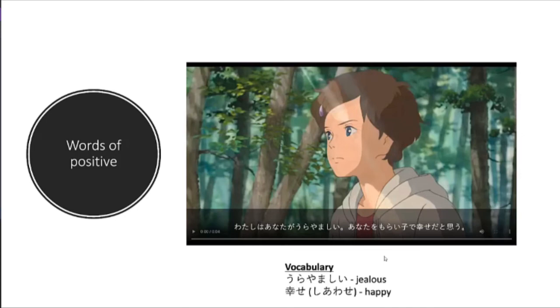So that's what we've got. So you can see 幸せ, 羨ましい, some more adjectives. So we're just building vocabulary with adjectives at the moment.